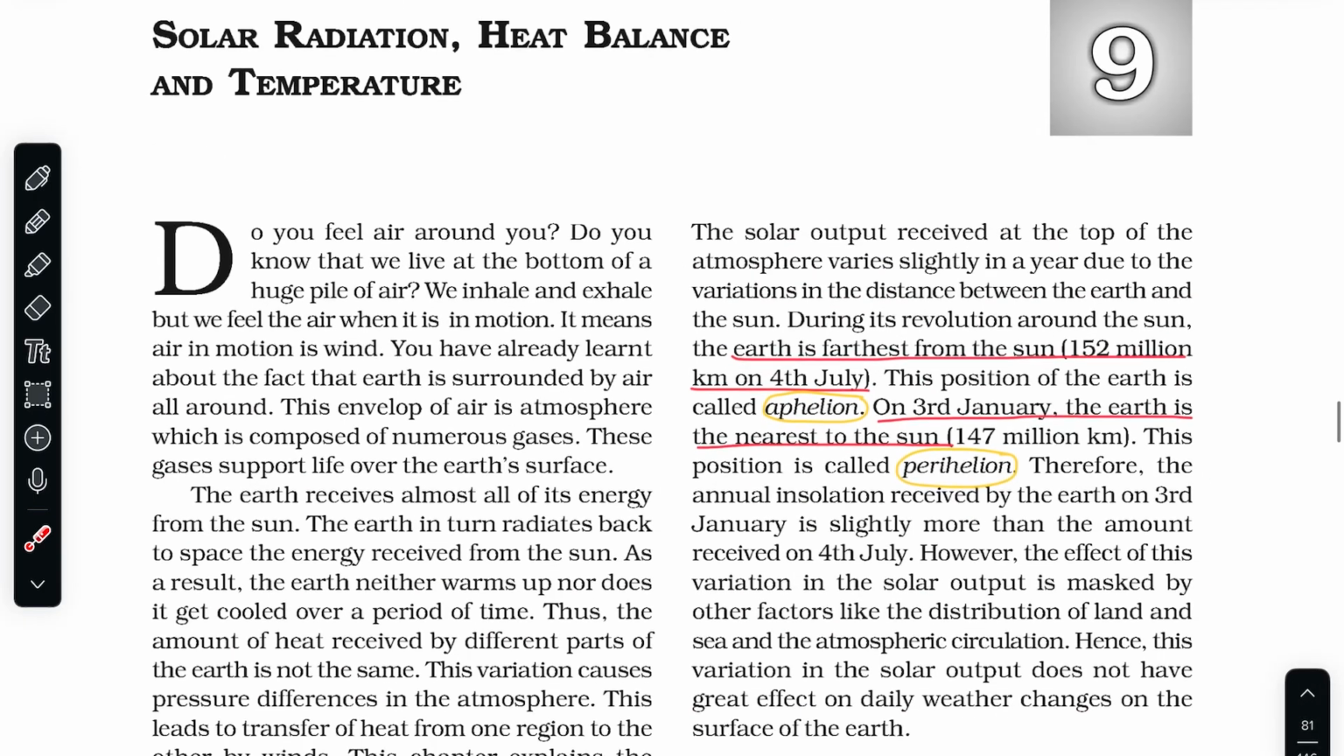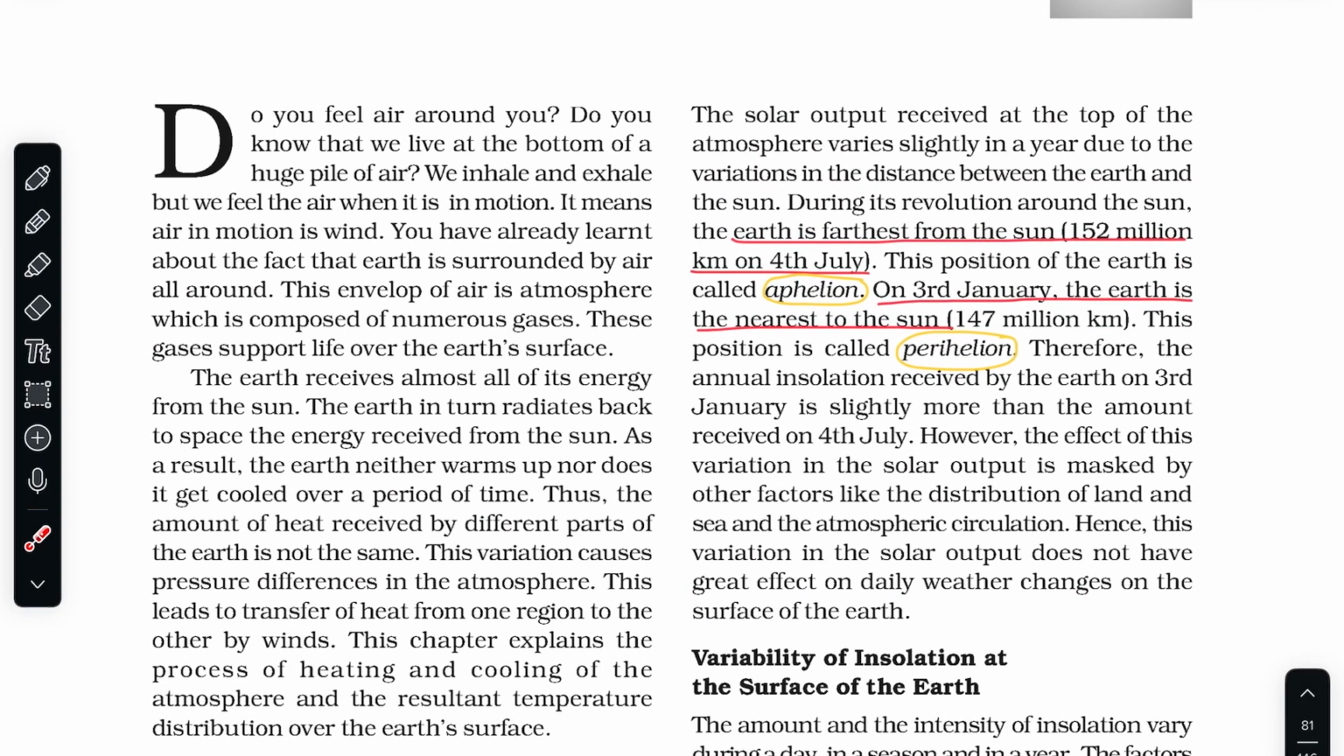of its atmosphere. The solar output received at the top of the atmosphere varies slightly in a year due to the variation in the distance between the Earth and the Sun. So the distance between the Sun and the Earth also has an effect on how much sunlight enters Earth. Then, during its revolution around the Sun, the Earth is the farthest from the Sun on 4th of July, which is known as the aphelion position.